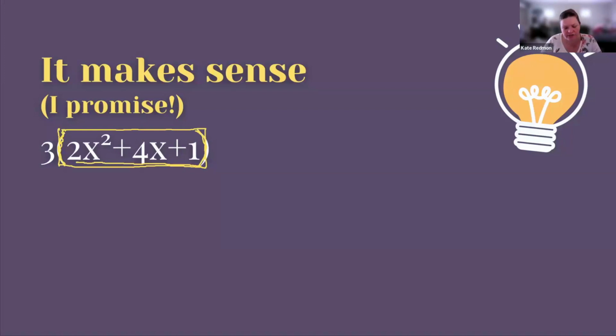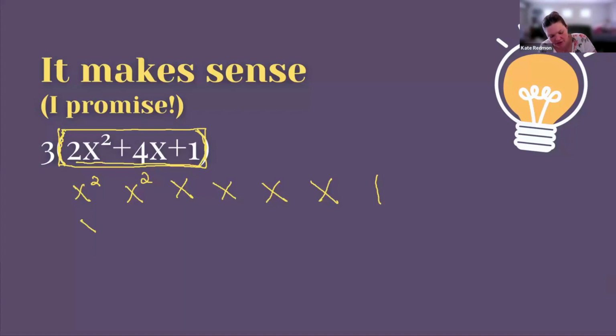So let's start with the group. 2x squared, what does that mean? It means I have an x squared and another x squared, plus 4 x's. 1, 2, 3, 4 x's. And I have a 1. But I don't just have that once. I have that whole group 3 times. And so I'm not just going to write that once.